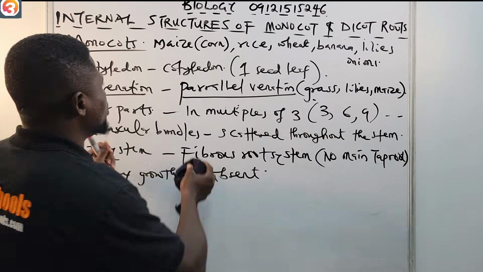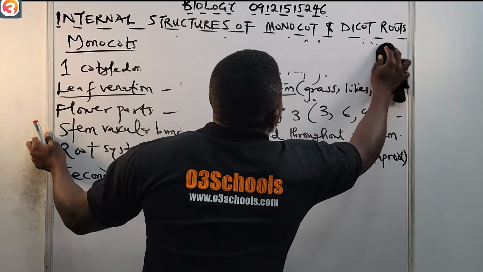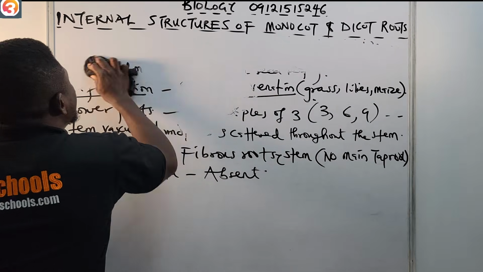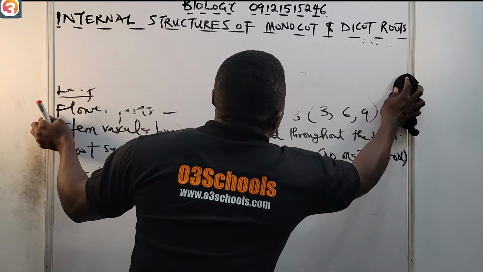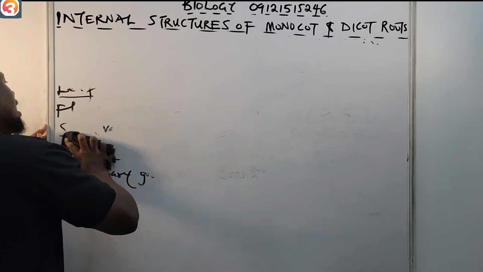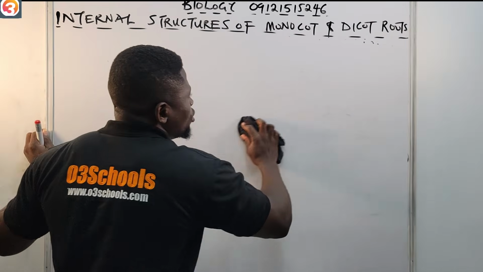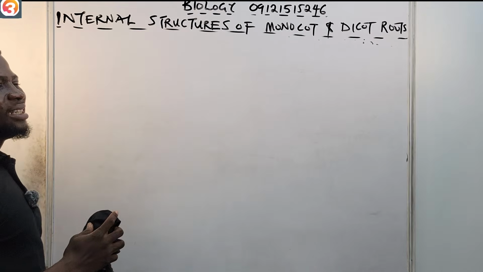So now let us quickly dive to dicots, before we move properly to the internal structure of monocot and dicot roots. For dicots, we know that dicotyledons are plants that have 2 cotyledons. Di means 2. They have 2 seed leaves.